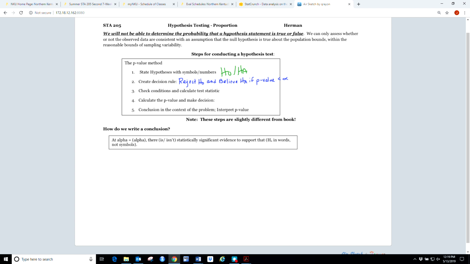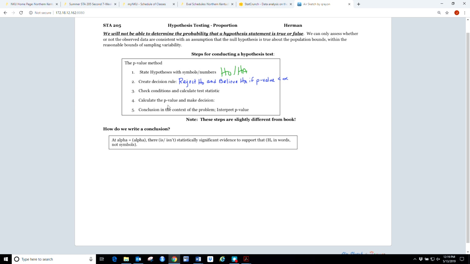Step 3 is when you're going to check your conditions and calculate your test statistic. Right now that equates to looking at what we did for a sampling distribution for checking conditions, and then calculating our test statistic depending upon our data. Step 3, the conditions and the formula for your test statistic will always be on your formula sheet. So a lot of students like to think of step 3 as your formula sheet step.